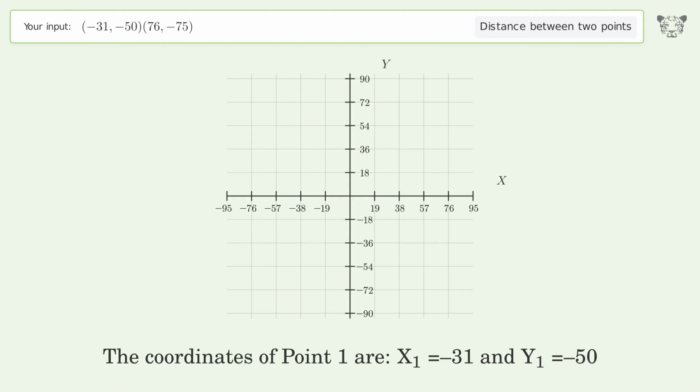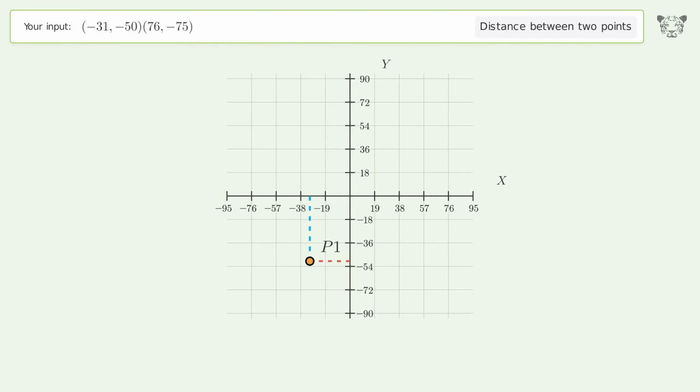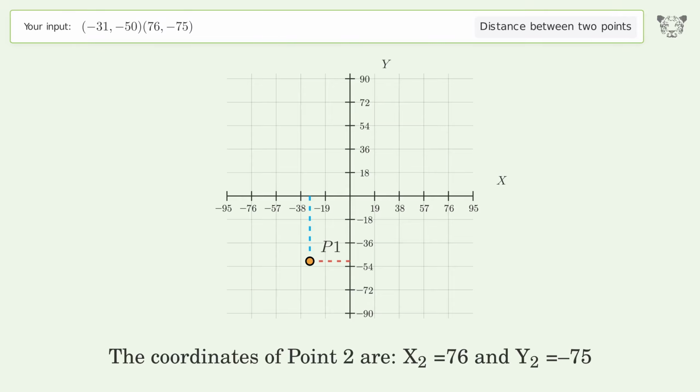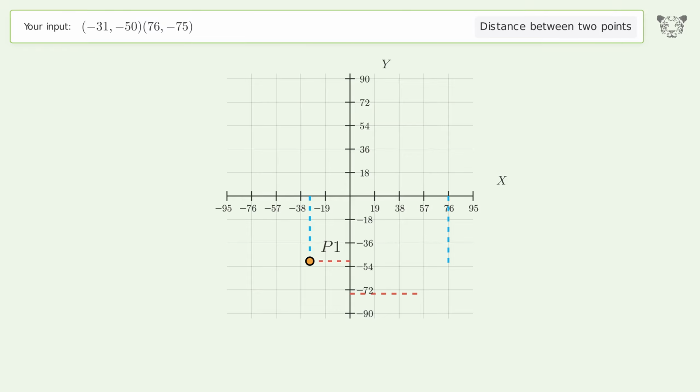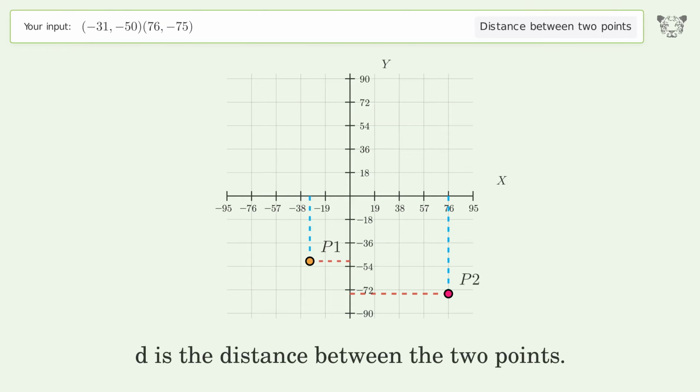The coordinates of point 1 are x1 equals -31 and y1 equals -50. The coordinates of point 2 are x2 equals 76 and y2 equals -75. D is the distance between the 2 points.